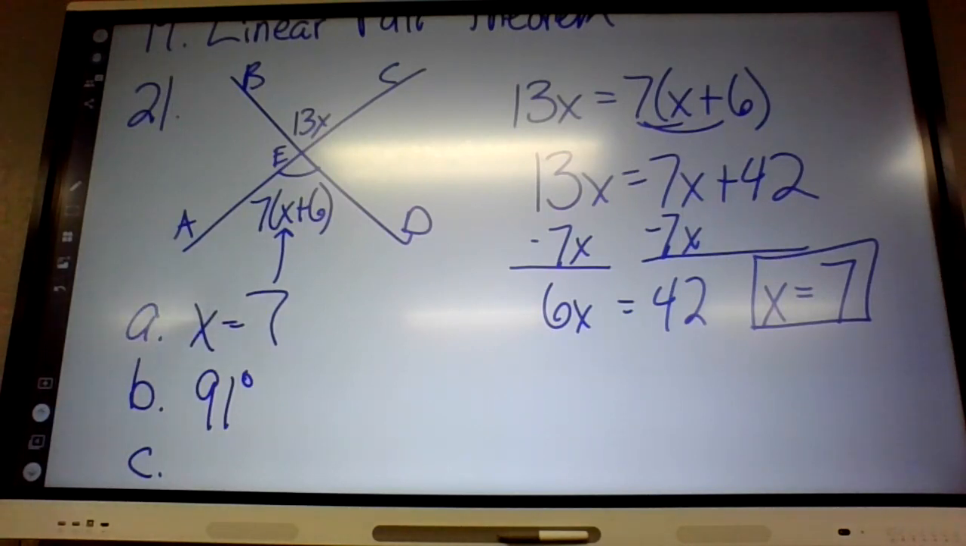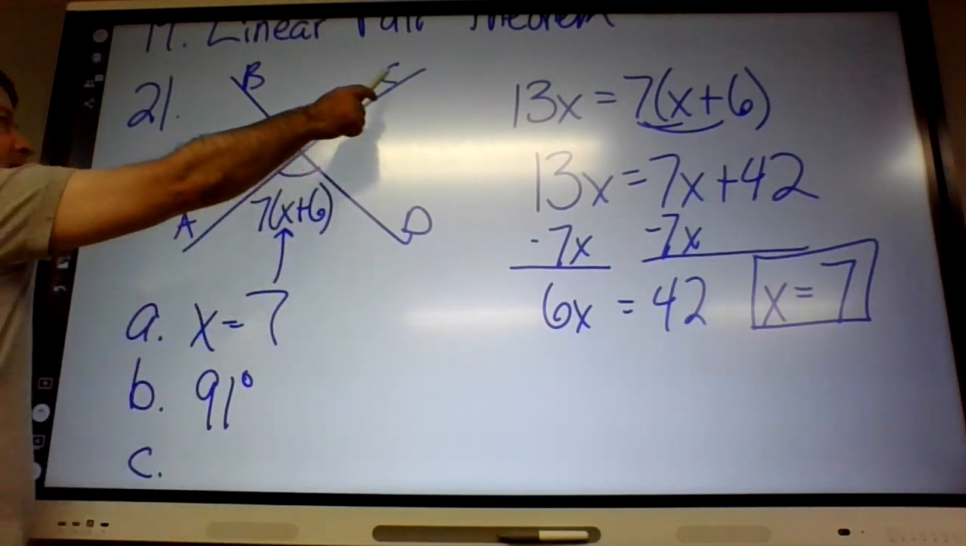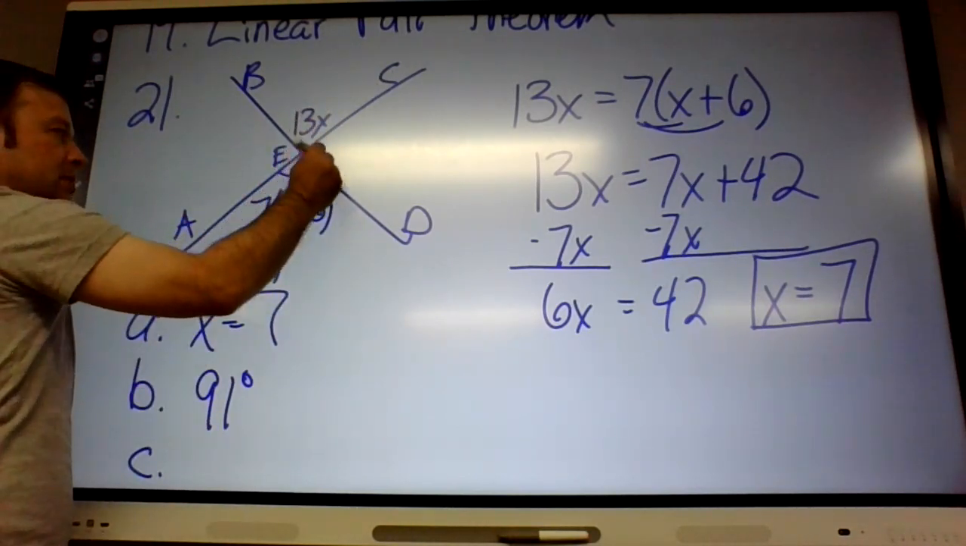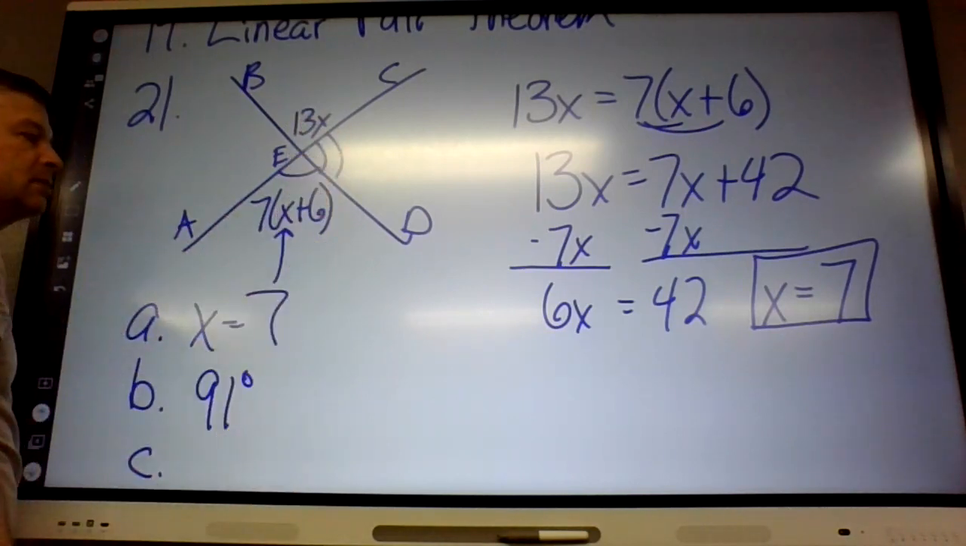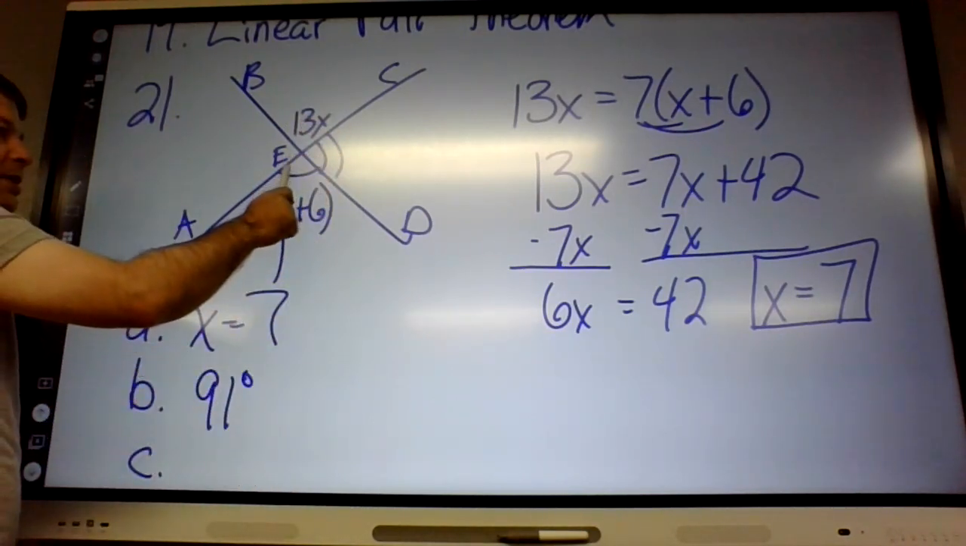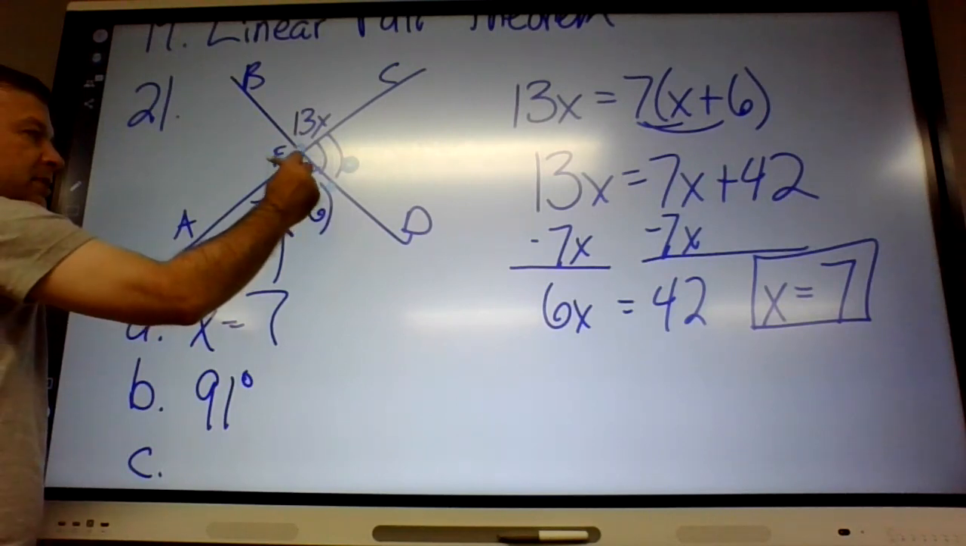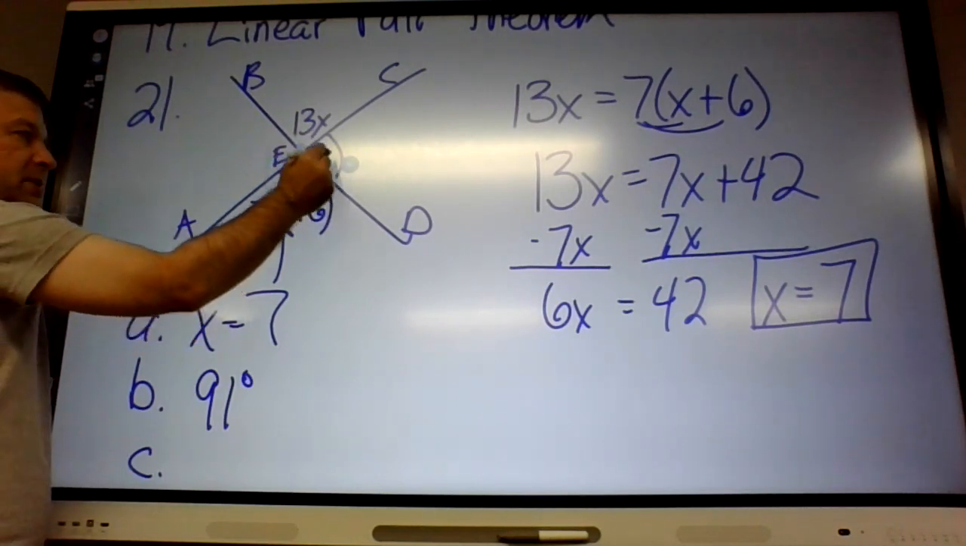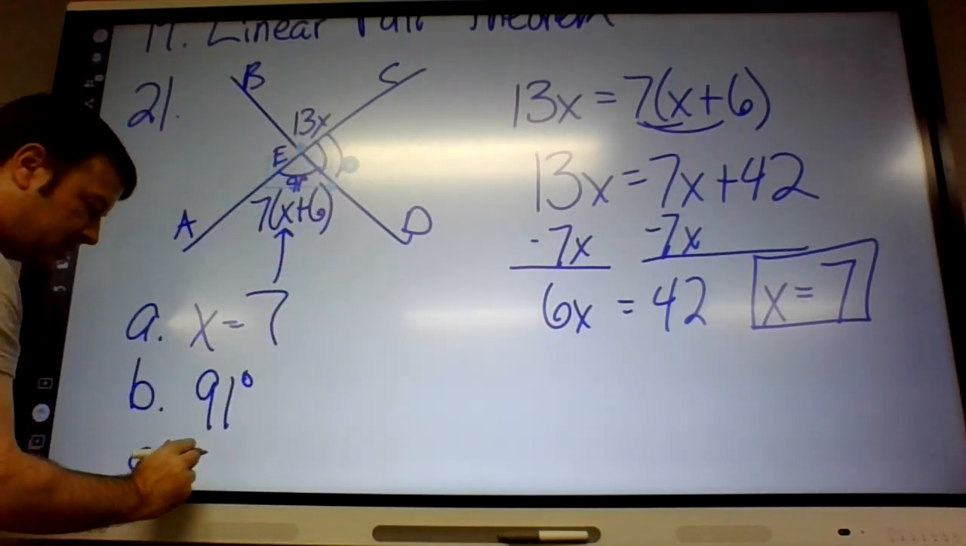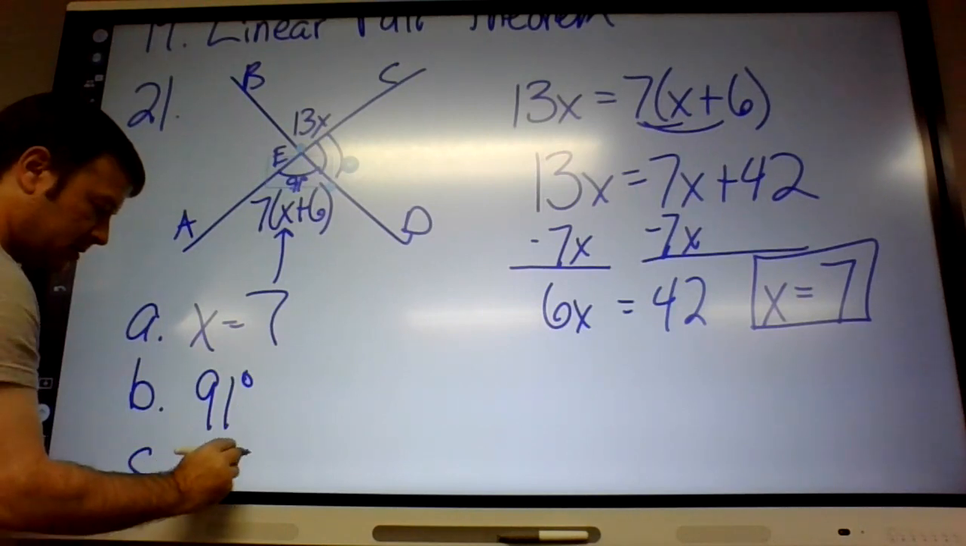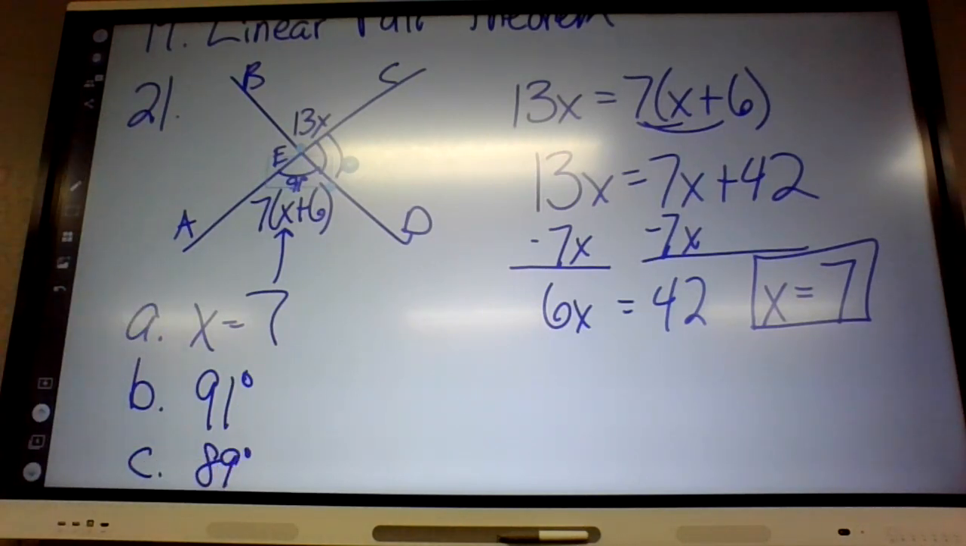Then it says C, what's the measurement of angle CED? Well, you're going to take 180 minus 91. This is 91, so this one will be 180 minus 91, which is 89. See, this is not hard at all.